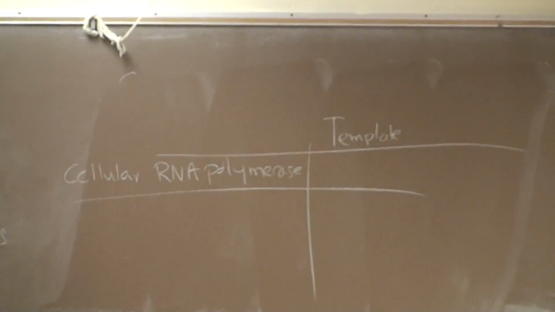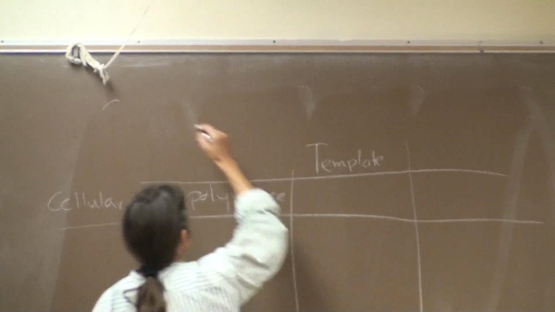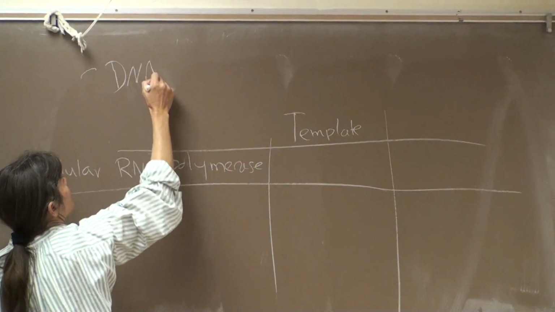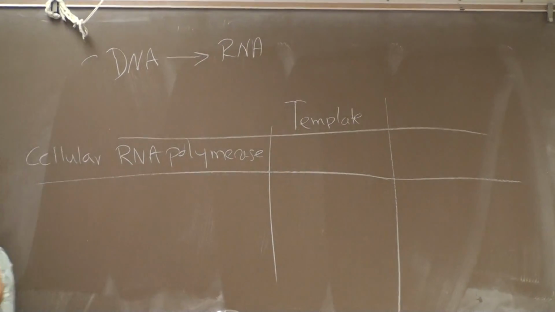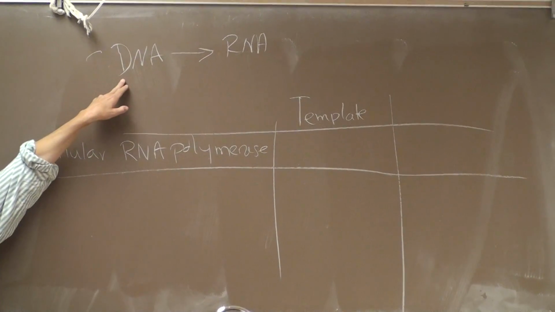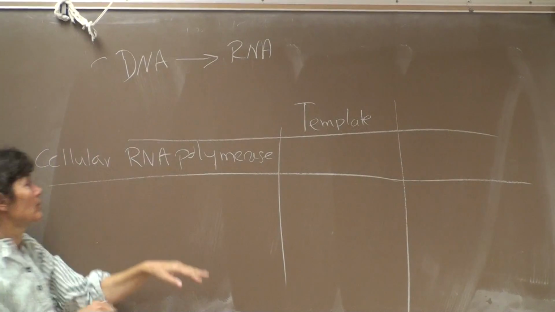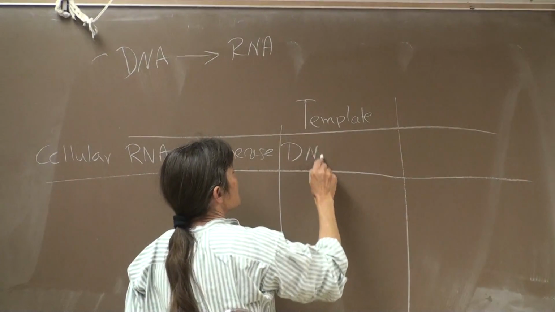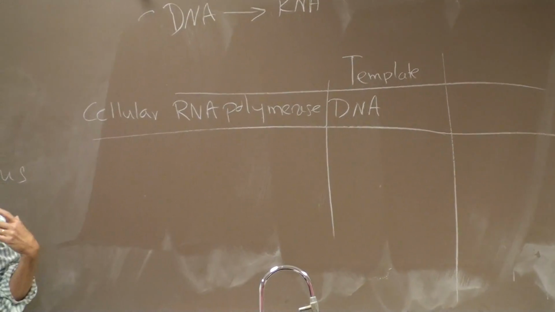DNA. Okay, in transcription, you guys remember we said DNA acts as a template to make RNA, right? This is in the cell. So our cellular RNA polymerase uses what as a template to make complementary RNA? DNA. DNA, dynamite, you guys. So for the template, we would say that cellular RNA polymerase uses DNA.